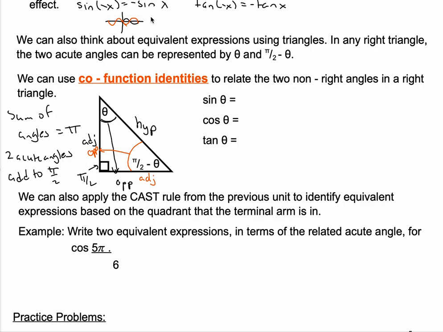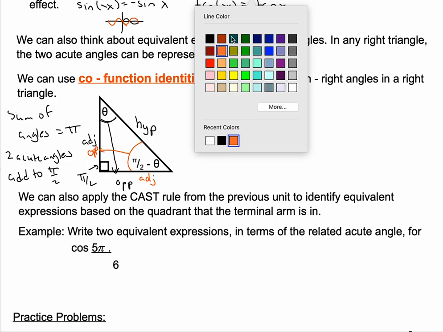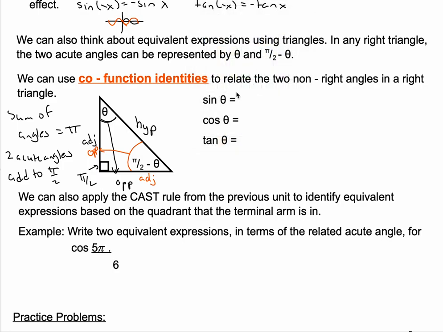Okay, so my sine of theta would be opposite over hypotenuse. But those same two sides, if I look at this angle, are actually the cos. Okay, so the sine of theta is equivalent to the cos of pi by 2 minus theta. Okay, because I'm using the same two sides, so I'm using this side and this side in both of those ratios.